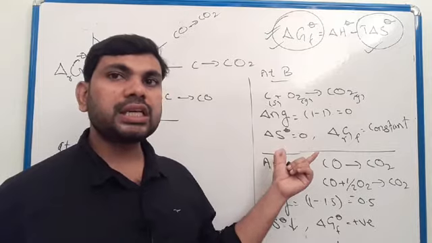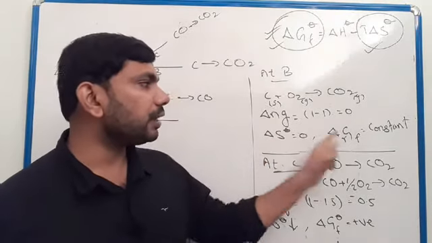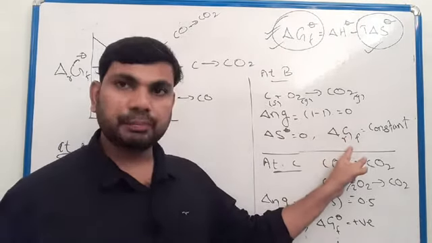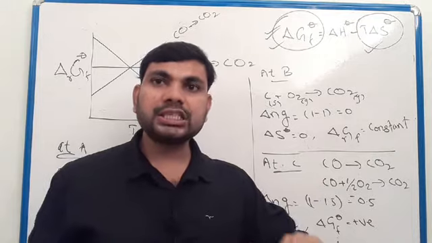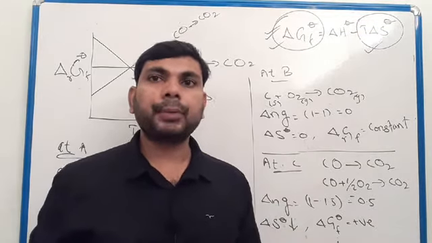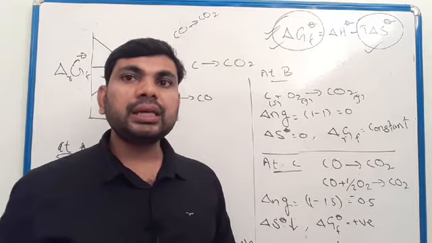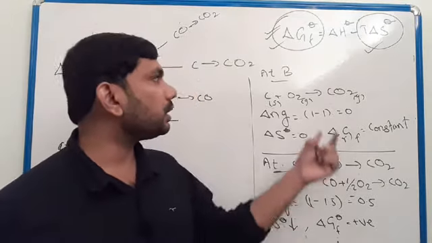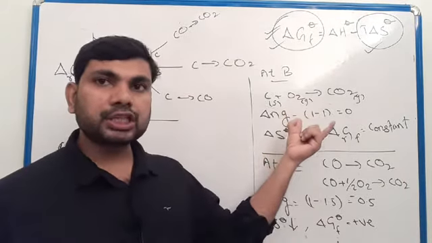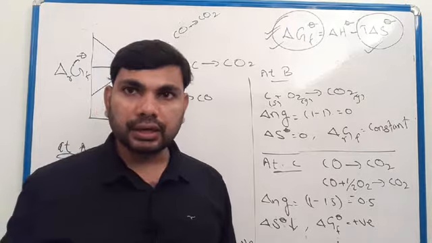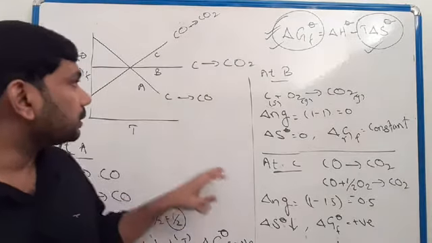There is no variation with the temperature. There is no variation for delta G. No change in delta G with temperature for this chemical reaction. So there is no effect of temperature for this chemical reaction according to this graph. Clear?